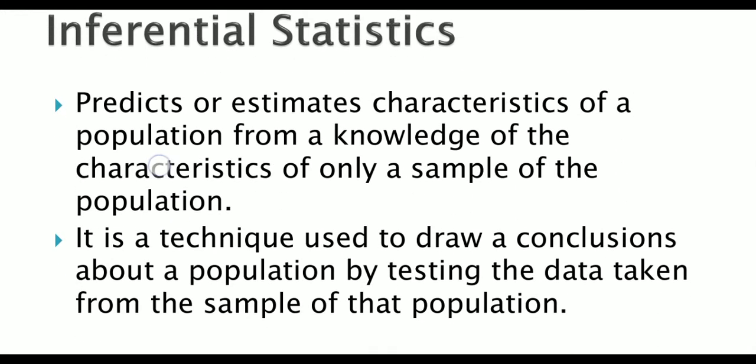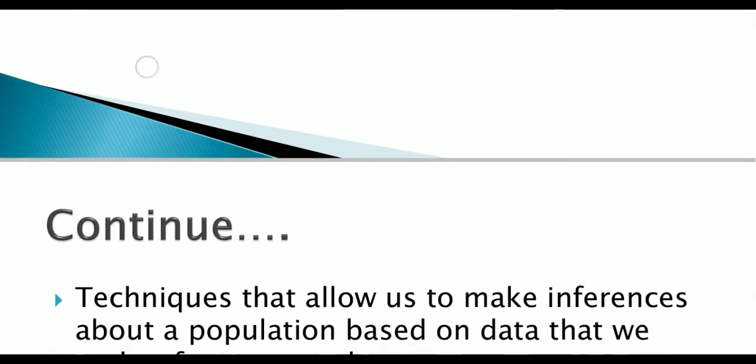Next, what is inferential statistics? It predicts or estimates characteristics of a population from knowledge of the characteristics of only a sample of the population. In this, we are finding the general picture of the whole population, and information obtained from a sample is analyzed for the population. Actually, it is a technique used to draw a conclusion about a population by testing data taken from a sample of the population. It also allows us to determine how likely it is to obtain a set of results from a single sample.